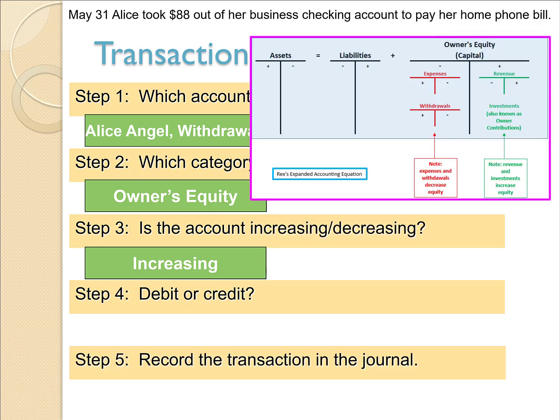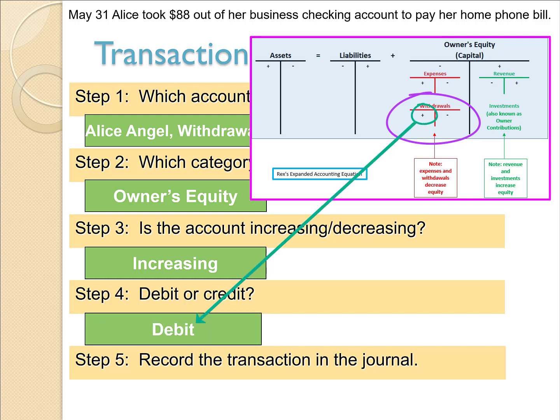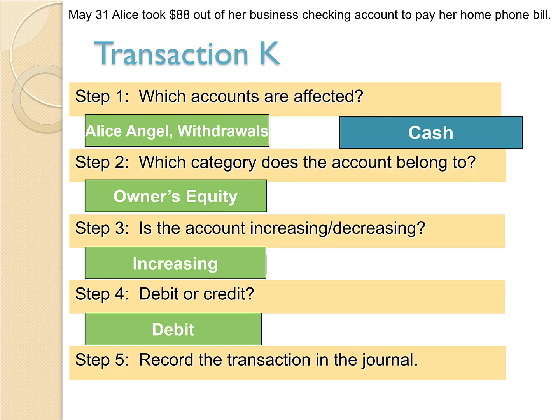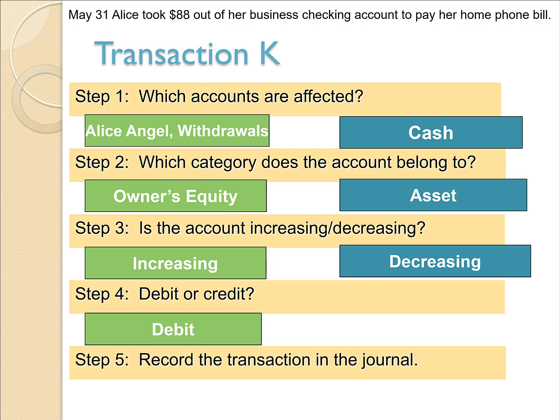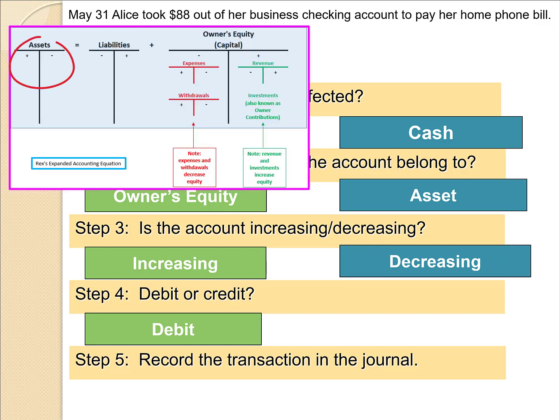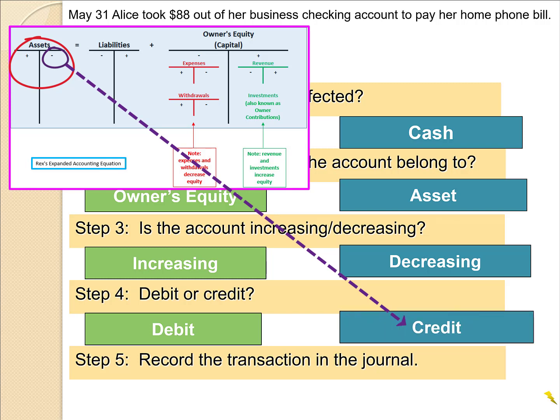So if withdrawals are increasing, is that a debit or a credit? That's a debit. And what's the other account that's affected? Well, she took cash out of her business, so cash is going down. What type of account is cash? It's an asset, and the company's cash is going down. And then if we look at the accounting grid, if cash is going down, hopefully you're getting the hang of this by now, that must be a credit.